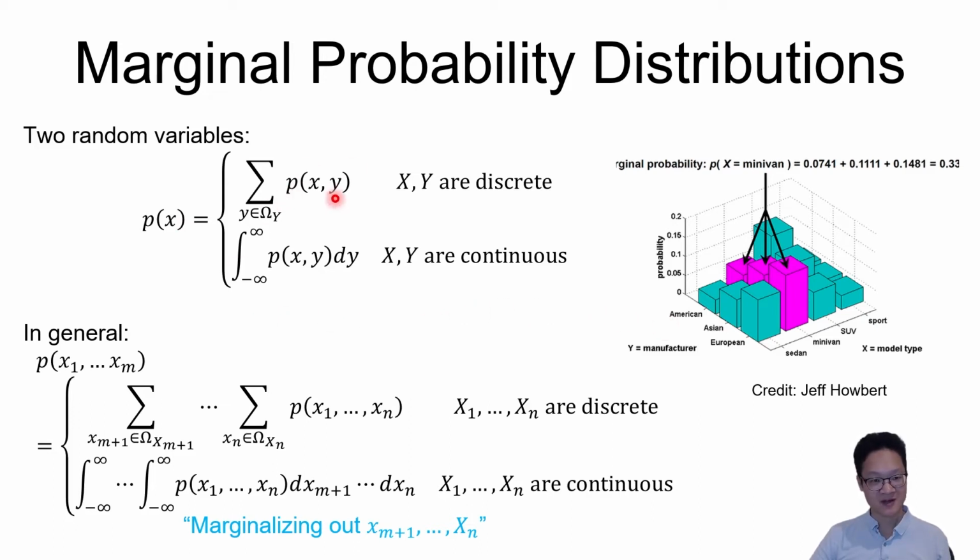So P of x, y in this case has 12 different possible numbers to represent it, and then we can use 4 numbers to represent P of x. And the way we get those 4 numbers is to do the summation, where you would sum over y. So you sum these 3 bars to get P of X equals sedan, sum these 3 bars to get P of X equals minivan, and so on. So you get 4 numbers.